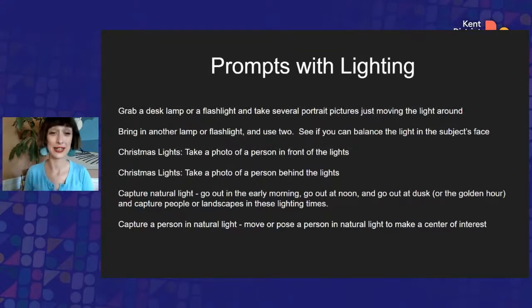Some Christmas lights are spectacular as well. So you can take a photo of a person in front of the lights and then see what it looks like with a person behind the lights.